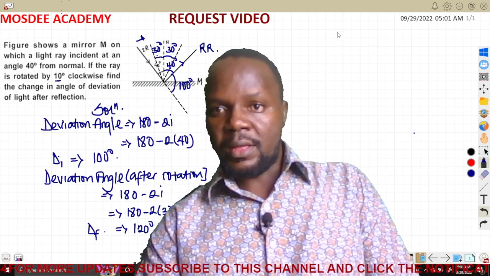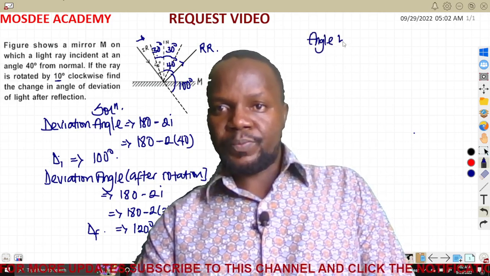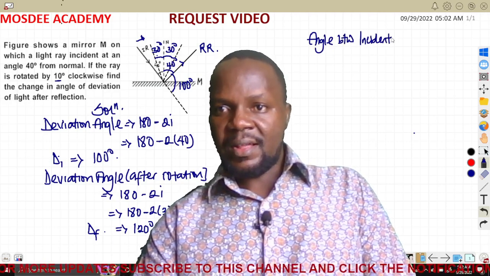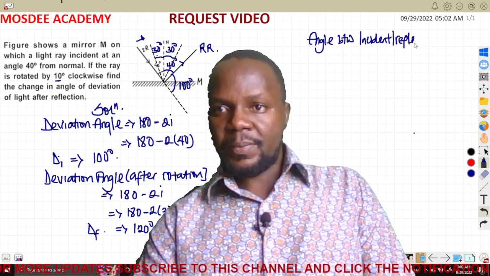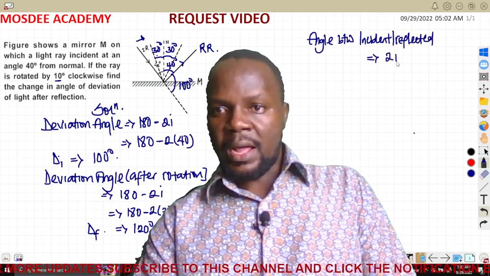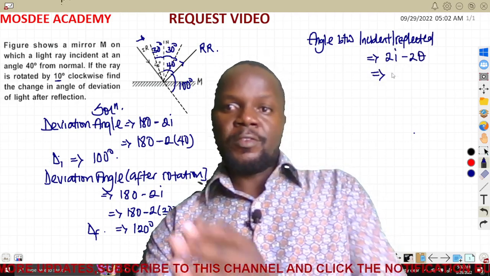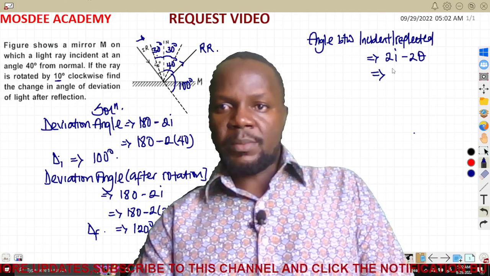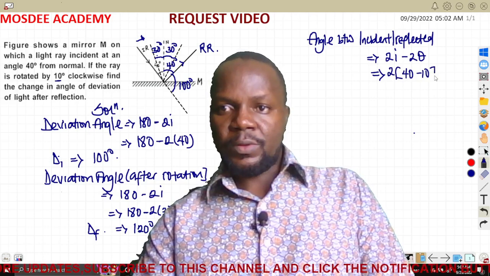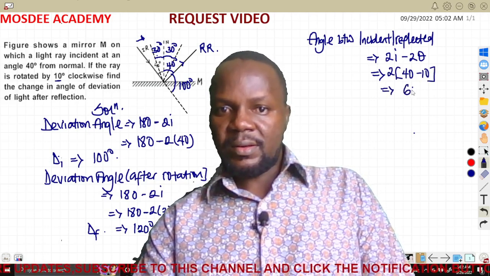If you want to go by formula, when the mirror is rotated, the new angle between the incidence and the reflected ray is given as 2i minus 2 theta, where theta is the angle of rotation. We are the type that likes the direct formula. So this is 2 times (40 minus 10), where you substitute the rotation as 10. Everybody knows this is 60 degrees.